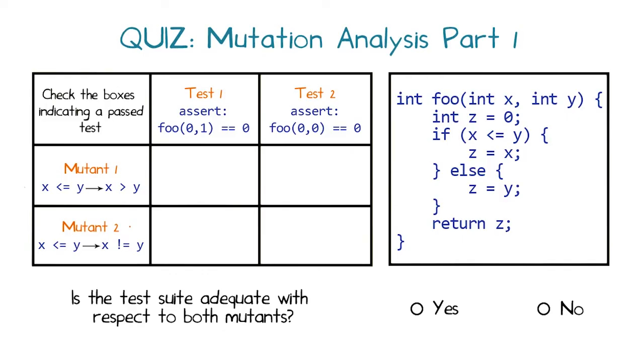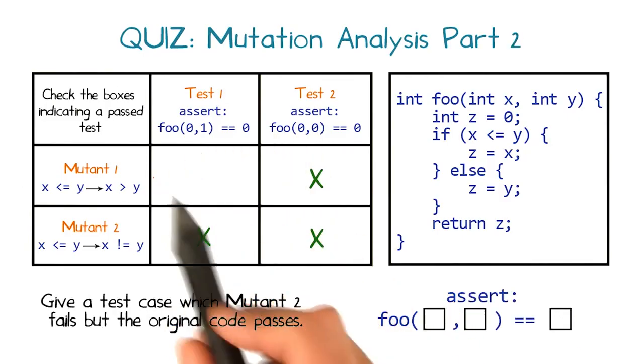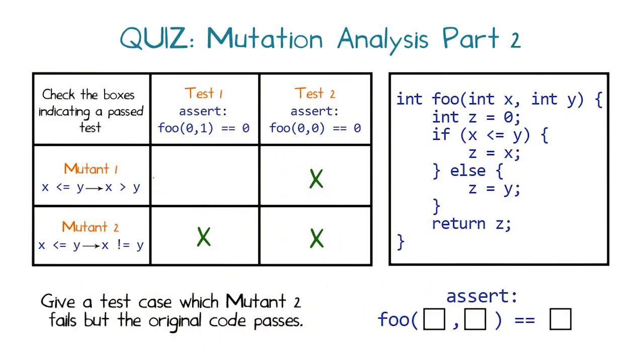Let's make this test suite more robust with respect to the second mutant. We'll add a statement of the form assert foo of blank comma blank equals blank. By filling in the blanks with appropriate numbers, create a test case which mutant 2 will fail, but which the original code will still pass.